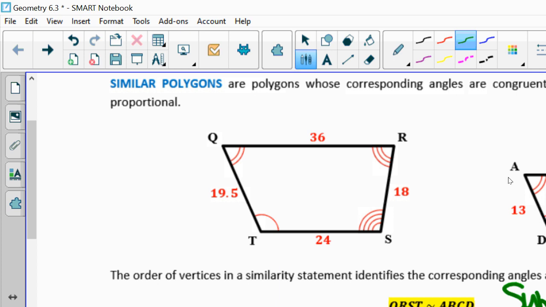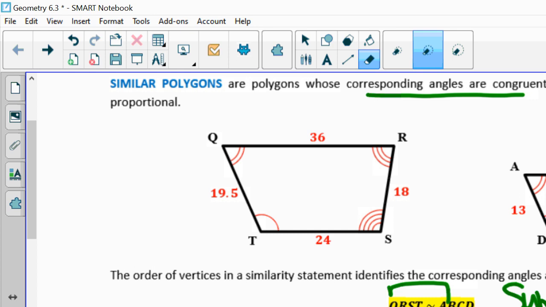So my corresponding angles: Q and A. Angle Q is congruent to angle A, because corresponding angles are congruent. R and B, so angle R is congruent to angle B. Angle S is congruent to angle C. And finally, angle T is congruent to angle D.